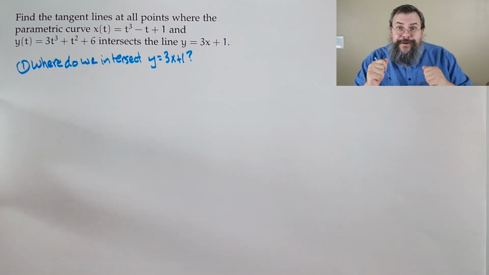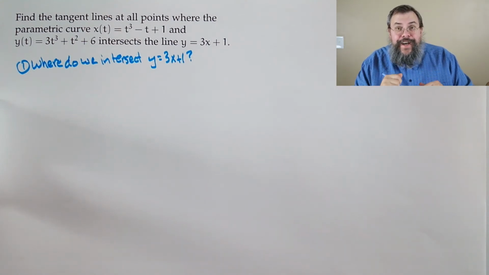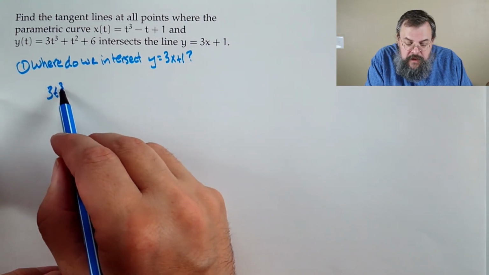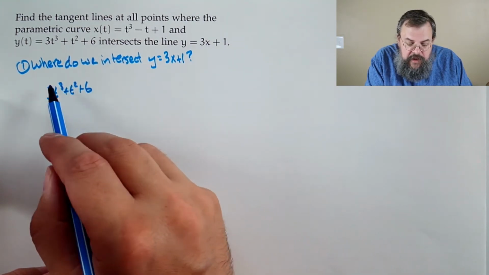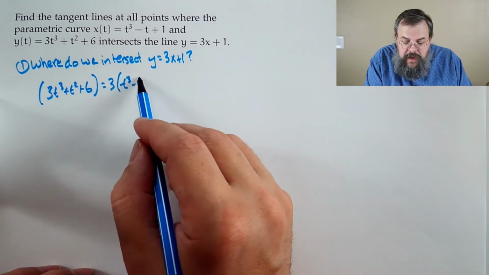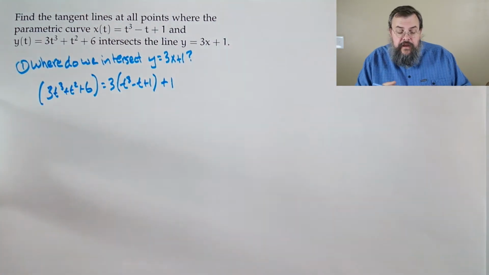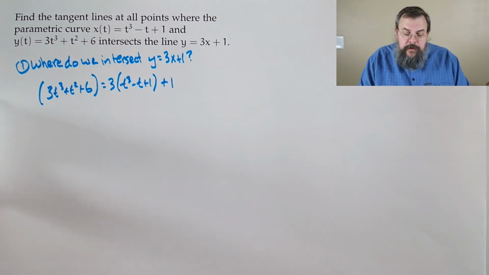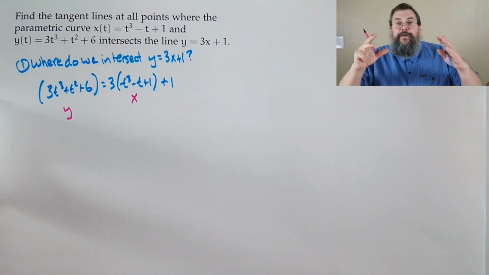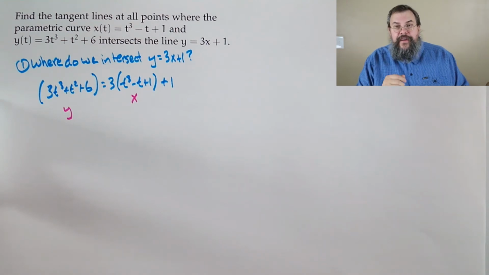And, ooh, cubic, woohoo! Try to flex our cubic muscles today. Well, we should try. Let's see. All right, so we get 3t cubed plus t squared plus 6, that's our y value, equals 3 times t cubed minus t plus 1, and then plus 1. So again, in case we're trying to figure out where everything came from, we have this as y equals 3x plus 1. And we're being very generous here with our parentheses. When in doubt, err on the side of too many parentheses instead of too few.